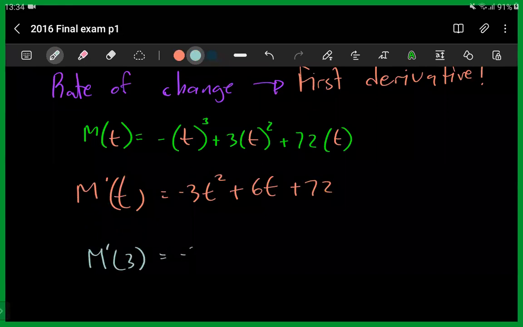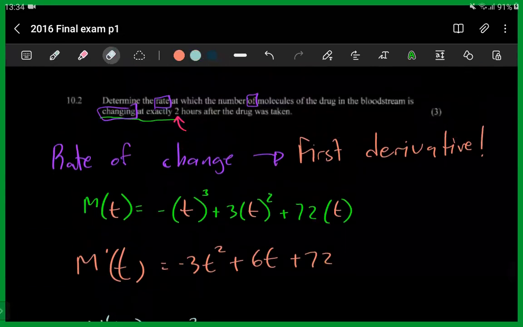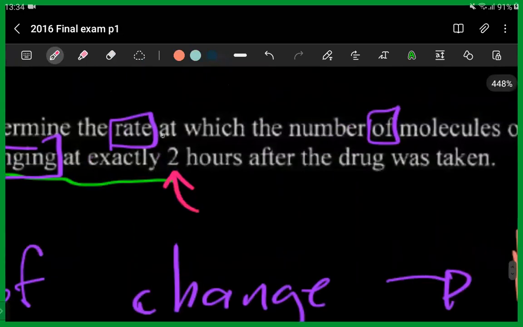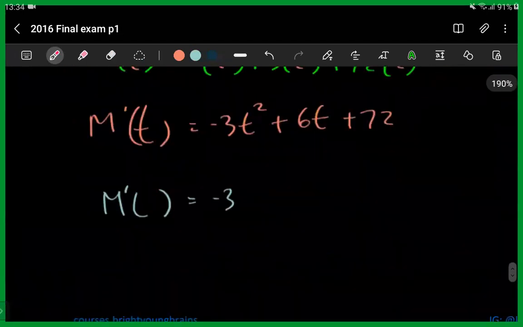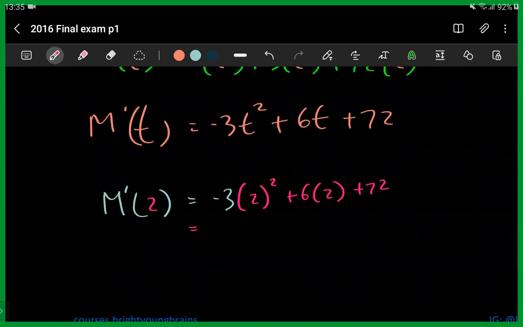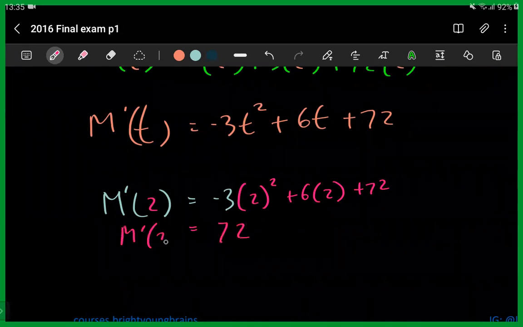Isn't it then a 2? Yes, because they said exactly 2 hours. Yes, thank you. You're welcome. So if you put a 2 here, we can now just put all that in the calculator. It's going to give us negative 3 times the 2 squared plus 6 times the 2 plus 72. That's an answer of 72. So that's going to be your answer.